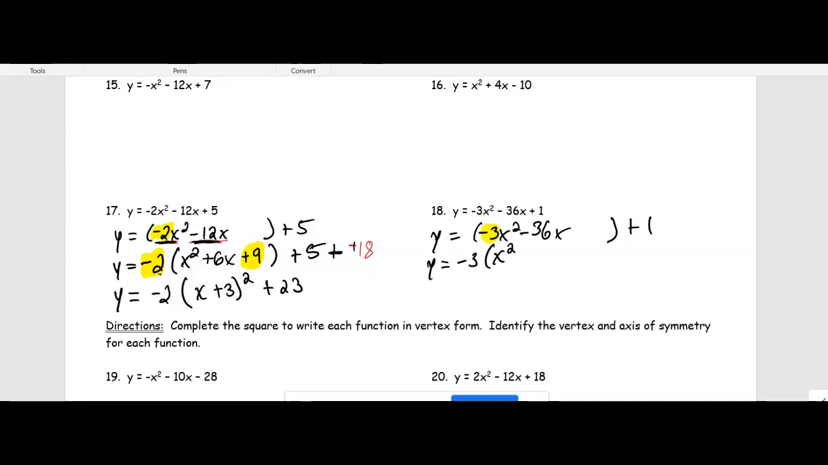And then now you are thinking a negative 3 multiplied by what would give us a negative 36. And whatever that answer to the question is, that's what you're putting next. So negative 3 multiplied by what gives us a negative 36. It would have to be a positive 12x. Negative 3 times 12 gives us a negative 36. Close it, and then still have our plus 1 there.